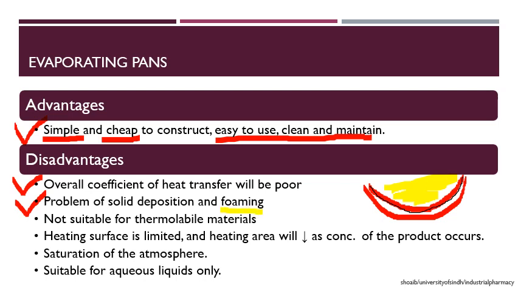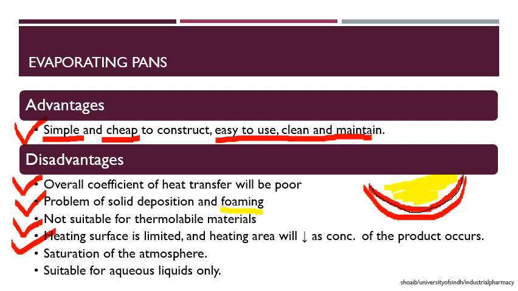Next, it is not suitable for thermolabile materials. In this type of pan we have to provide more heat for a longer period of time. If there is more heat for a longer period of time, of course the delicate substances, the thermolabile substances, will be destroyed. Next, the heating surface is limited, and the heating area will decrease as the concentration of the product occurs.